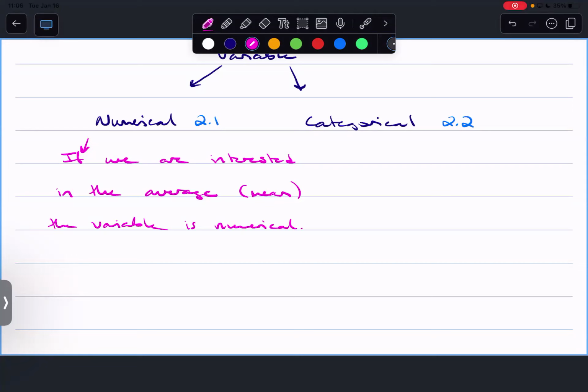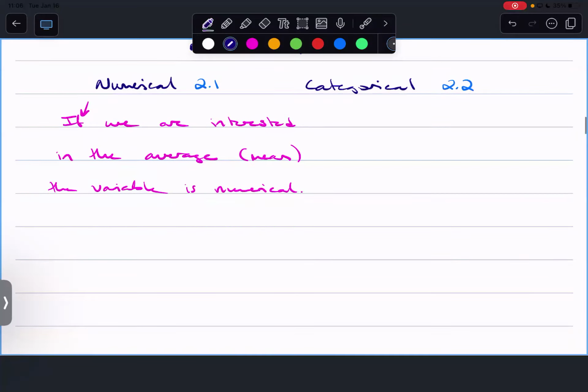Right? And that's going to be your argument. It's numerical because I'm interested in the average. You can use the reverse and say, well, I'm not interested in the average, therefore it's categorical, right? So you can use it on the flip side as well. So I'll call that the end of the review, but any questions before we start some new things? Okay.